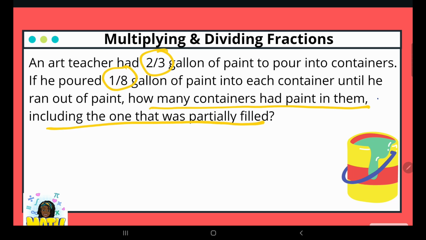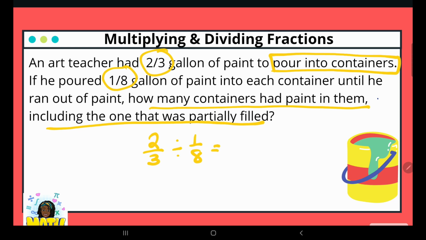Now, the art teacher is going to pour into containers. This is really important. This is a key phrase. The mere fact that he's pouring it into the smaller containers tells me that he's dividing. So here I'm going to take 2/3 and divide that by 1/8.